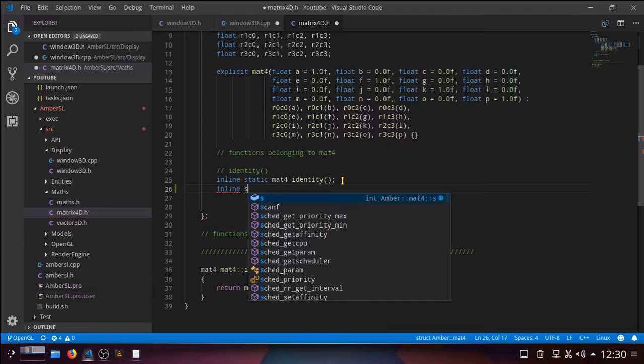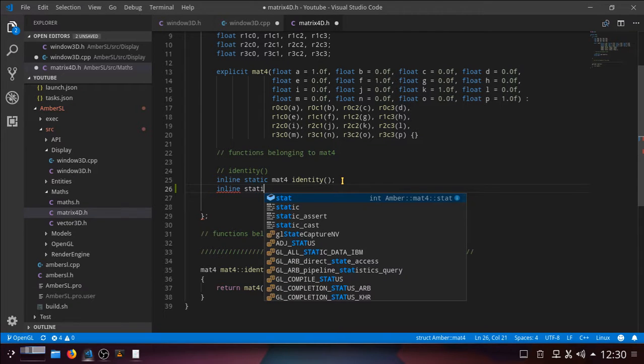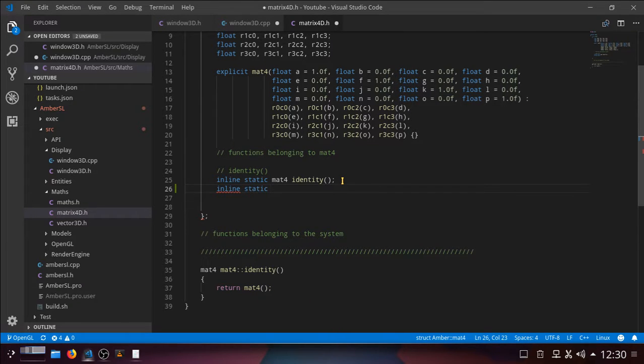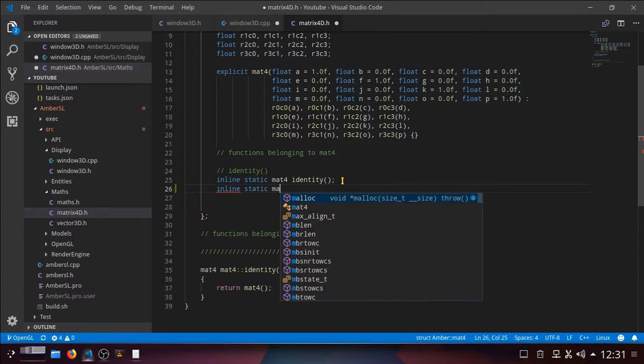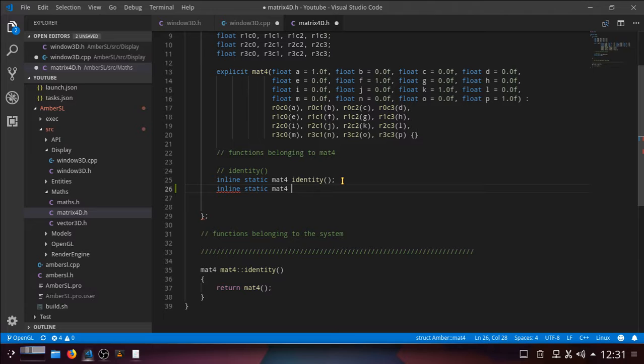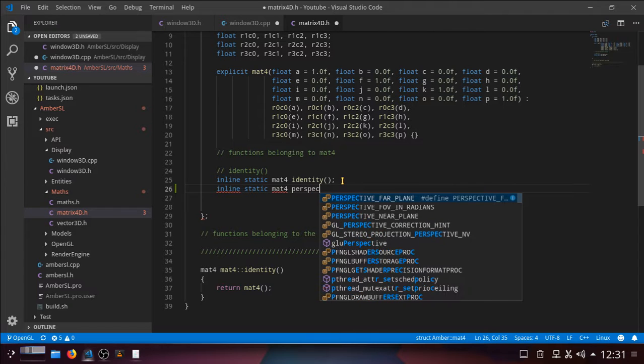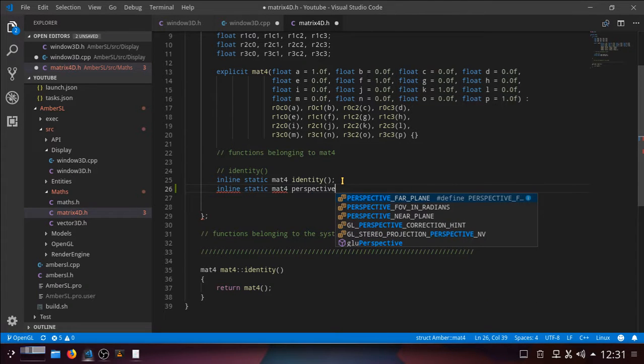Yeah, static. What are we doing here? We're doing a mat4, aren't we? We must be. Yeah, of course we are. mat4, what are we calling it? Perspective. Perspective. Hold on.